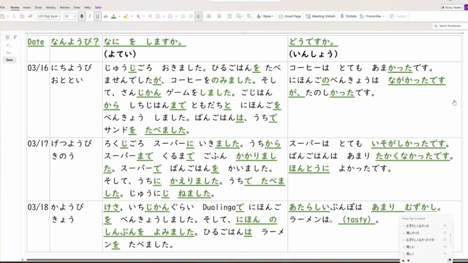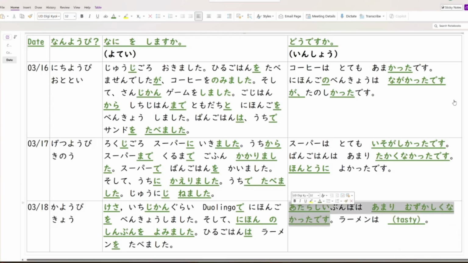So this is still talking about what I did earlier today, in this day. So not muzukashii or not muzukashikunai. It is negative, but I've already done this. Muzukashii needs to be negative though. Muzukashikunakatta.